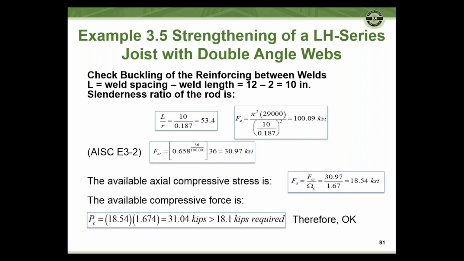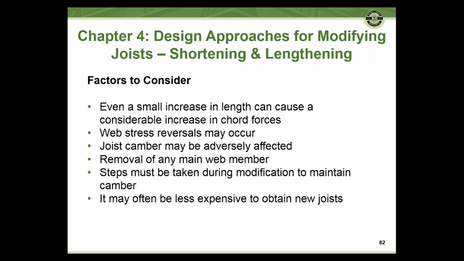Our available compressive stress for the rod, simply divide F sub cr by our omega compression, and we get 18.54 KSI as our available axial compressive stress. Our available compressive force in the rod is 31.04 kips, which is greater than our required strength of 18 kips, so our rod is fine. It's not going to buckle before the entire reinforced section. So that's great. We're all designed.